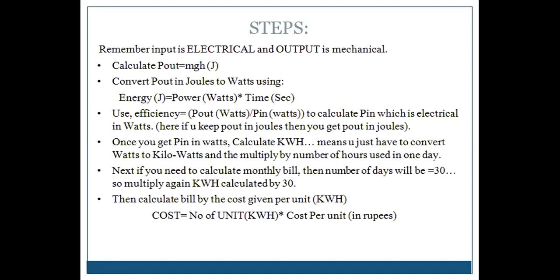Just remember this. Once you understand the question, remember, most of the time they give you the output data. Output data means by how much height the water of certain mass has to be raised. They give you efficiency. So what you have to calculate is input electrical power. How do we proceed? Very first step, we calculate P out, that is equal to mgh. mgh is potential energy, so its unit is joules.